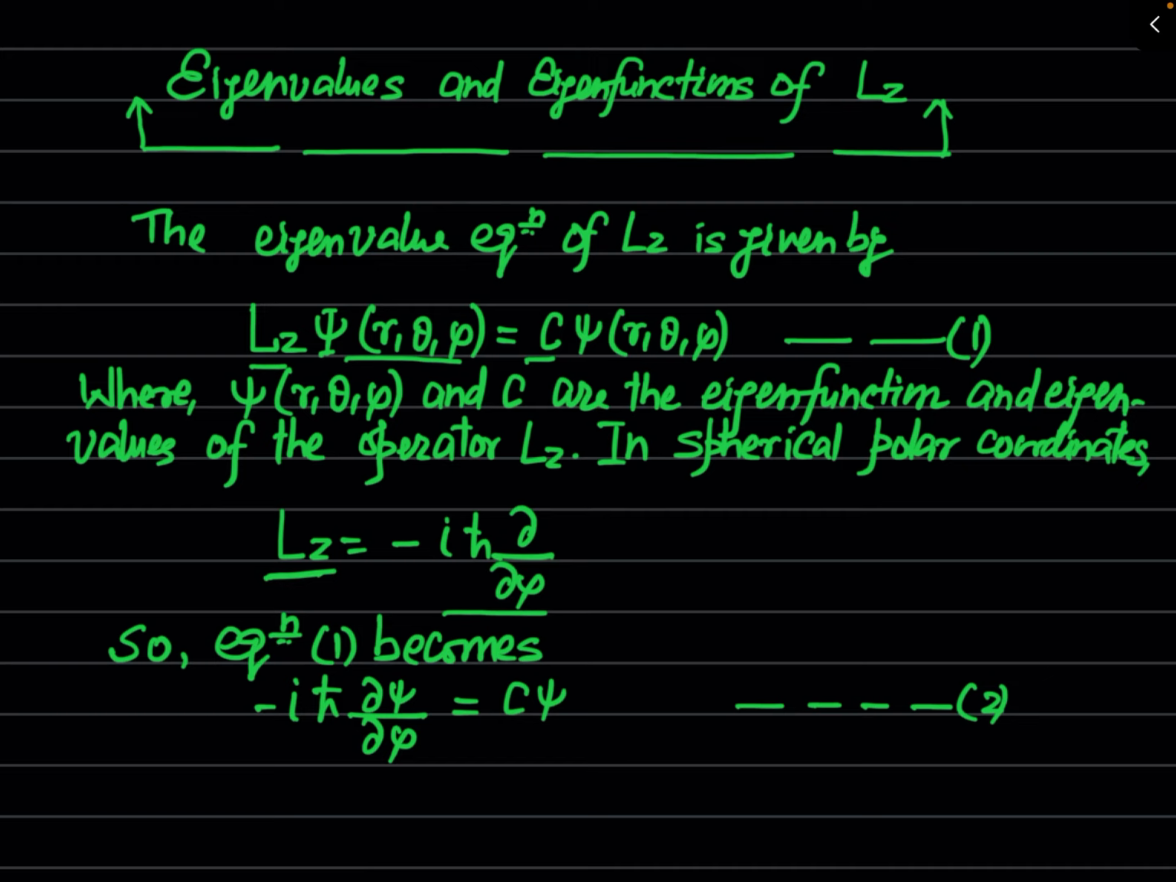So using this expression for Lz in equation 1, which is the eigenvalue equation of the operator Lz, we will replace Lz by minus i h bar del by del phi. This will be operated on psi. So equation 1 now becomes: minus i h bar del psi by del phi equals C psi.